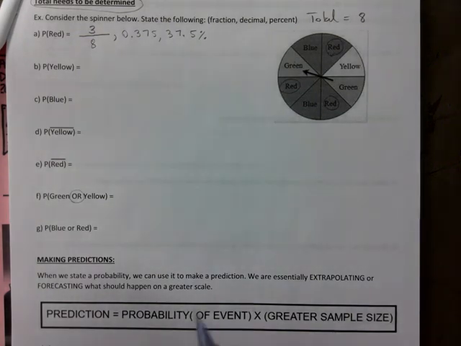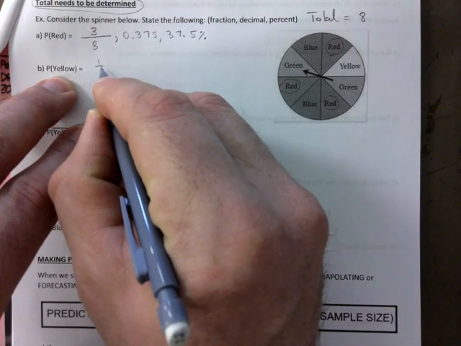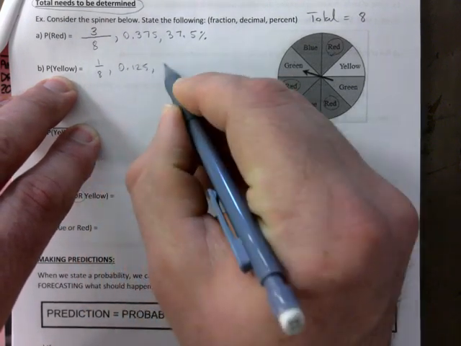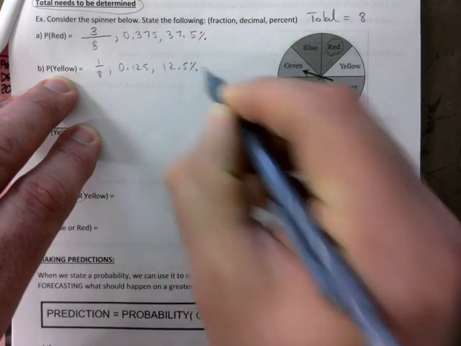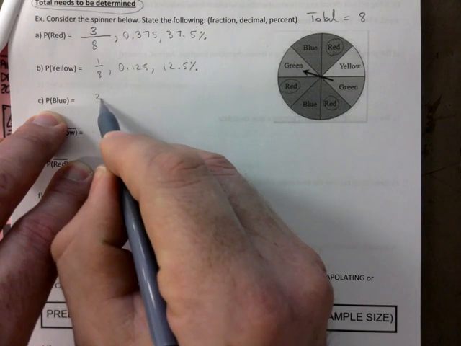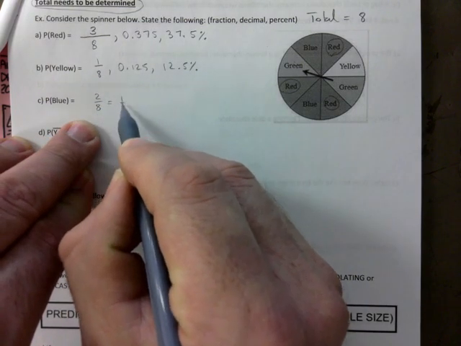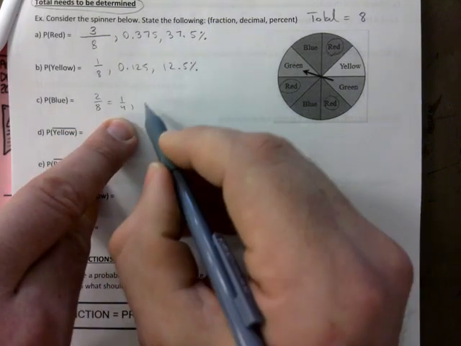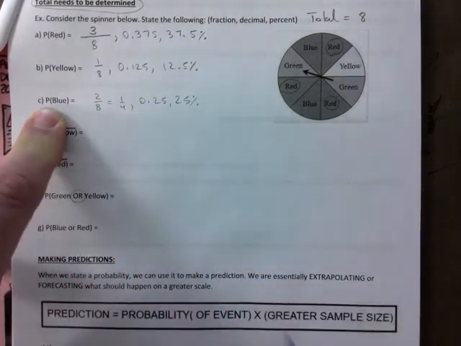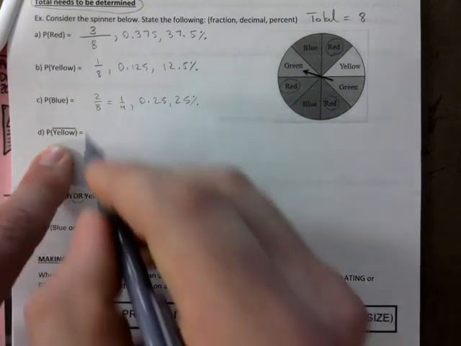I'm going to correct it. Probability of yellow. There's 1 yellow out of 8, which translates to this, which translates to that. Blue, I counted 2. Let's reduce that one, shall we? 1 out of 4. I think you can handle that. It's 25% chance. That means not getting blue would be 75%, right? So just always keep that in mind.